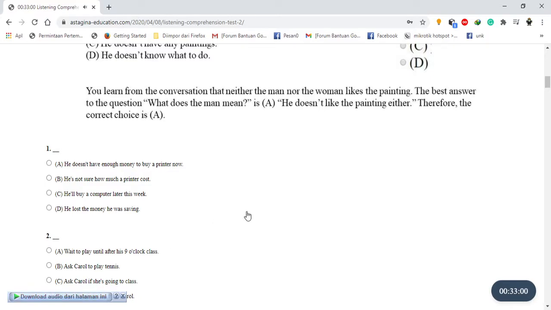Now we will begin Part A with the first conversation. Number 1. Have you saved enough to buy that new printer for your computer yet? You know, money seems to be burning a hole in my pocket lately. Maybe next month. What does the man mean?